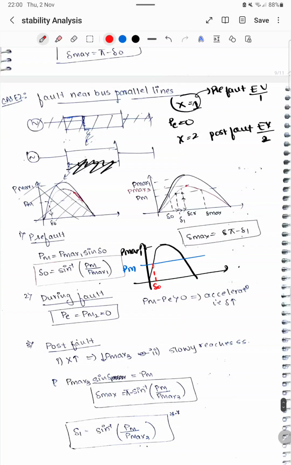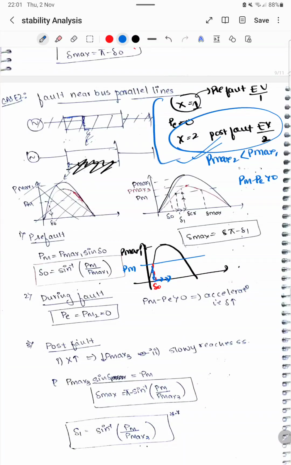Now what happens is the fault has occurred. Whenever a fault occurs, you will start moving downwards, but still acceleration is there, since Pm minus P is positive. Your del will keep increasing. Since P is 0, it will be on the x axis only. At some point in time, the fault is cleared, but now post fault Pmax 2 is less than Pmax 1, you can see here clearly. This is pre-fault, post fault. So Pmax 3 is less than Pmax 2.